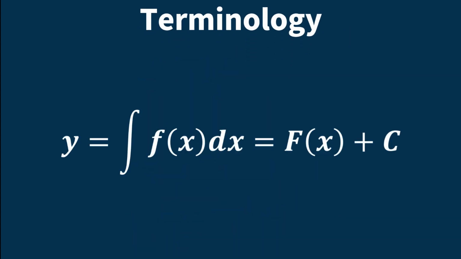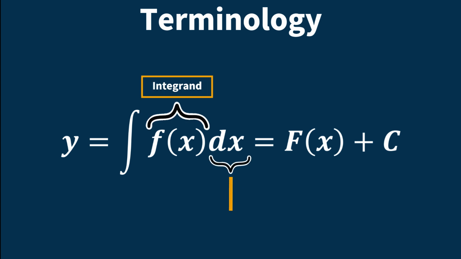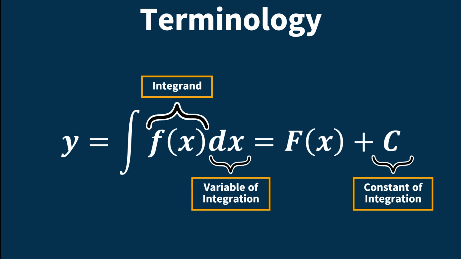Let's go over some terminology. F of x is called the integrand, which represents the term that is inside the integral. dx is our variable of integration, and c is our constant of integration.